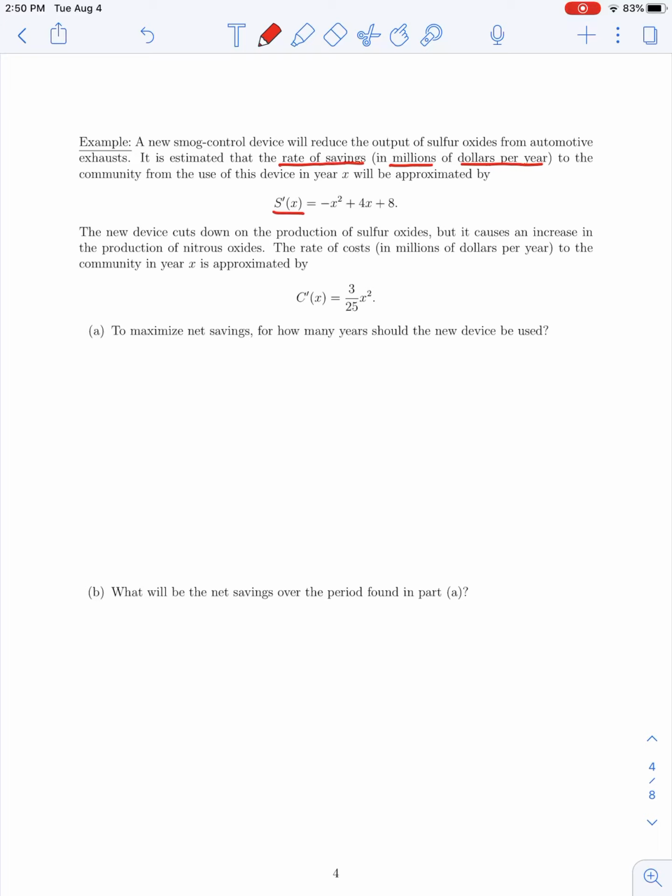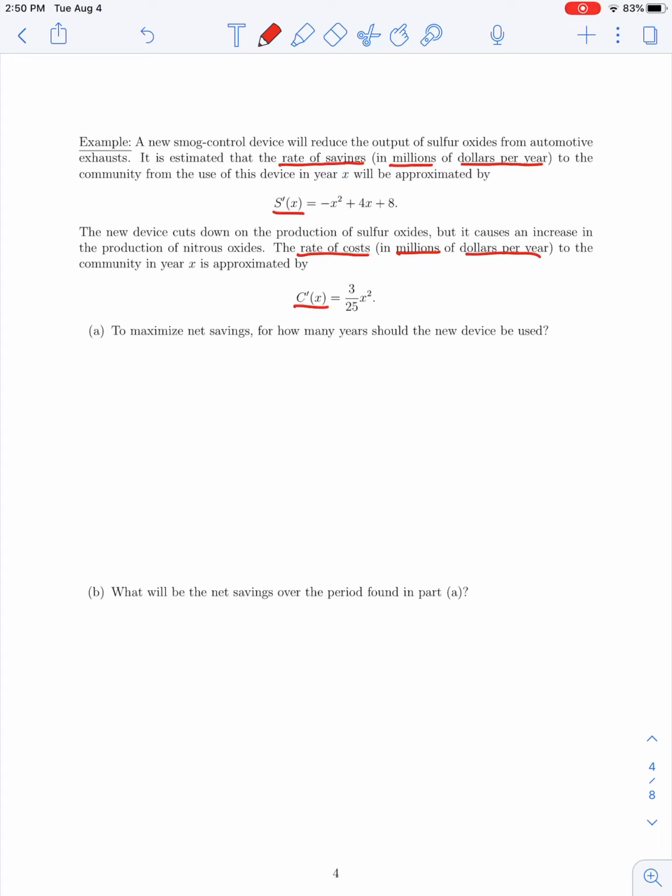Now, we're also told this new device cuts down on the production of sulfur oxides, but it causes an increase in the production of nitrous oxides. So the rate of costs in millions of dollars per year, so here we have a rate for a cost function, also measured in millions per year, to the community in year x is approximated by the derivative C prime of x, which is 3 over 25 x squared.